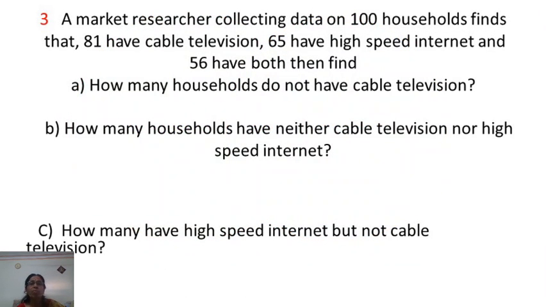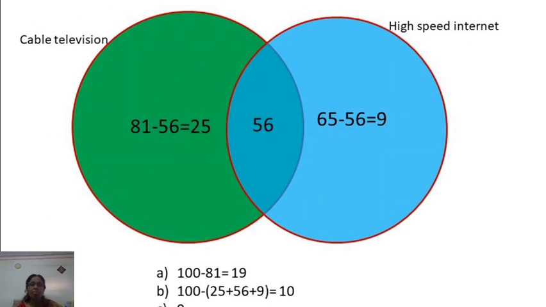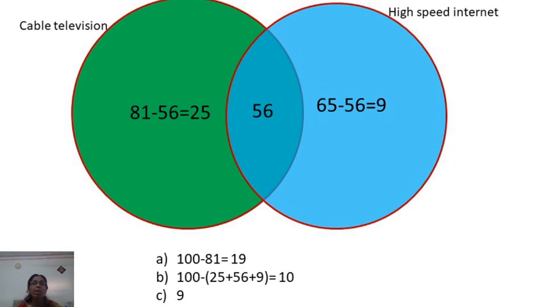19 people. So the answer of the first is that 19 households do not have cable television. Then second, we have to find how many households have neither cable nor high speed internet. So this is 100 minus this 25, this 56 and this 9. 100 minus this, we get the answer 10.